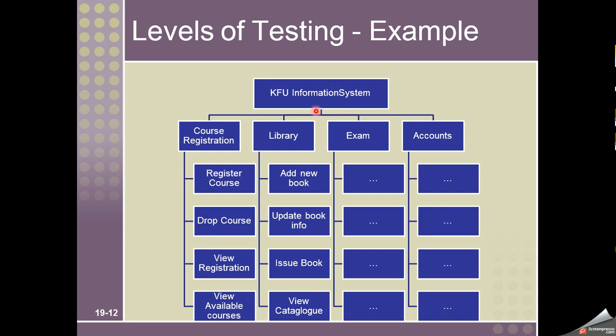Here is a simple example of, let's say, the KFU information system. This system has many subsystems. Let's say course registration is one subsystem, library is another subsystem, exams is another subsystem, accounts is another subsystem, and so on and so forth. So we have many subsystems, right? This is the program, this is the entire system. You can also call them units or subsystems.